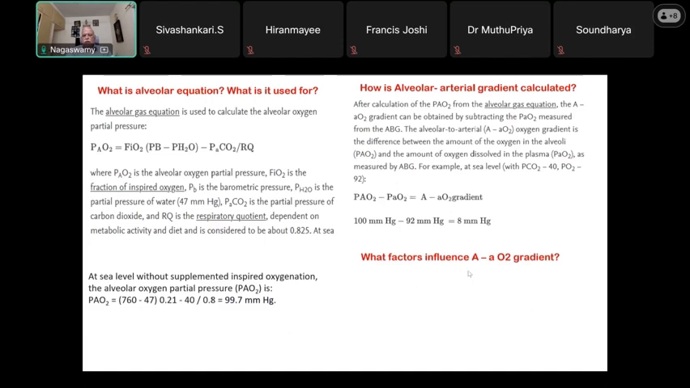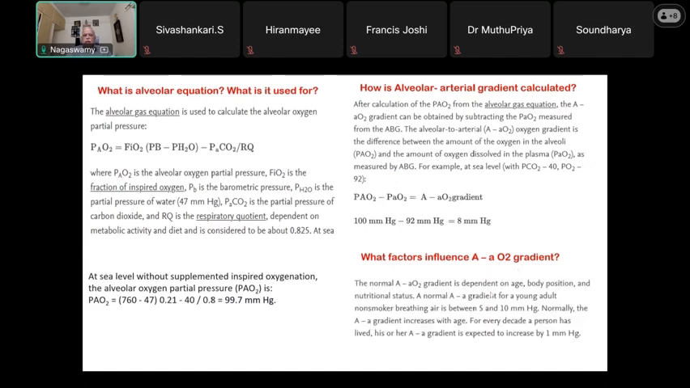So what factors influence this alveolar arterial oxygen gradient? The normal gradient depends on age, body position and nutritional status. A normal AA gradient for a young adult non-smoker breathing air is between 5 and 10 millimeters of mercury. Normally the AA gradient increases with age, by about 1 millimeter of mercury for every decade. That is why older people always have a slightly lower saturation, which is acceptable because of the changes that happen in all tissues as they get older.